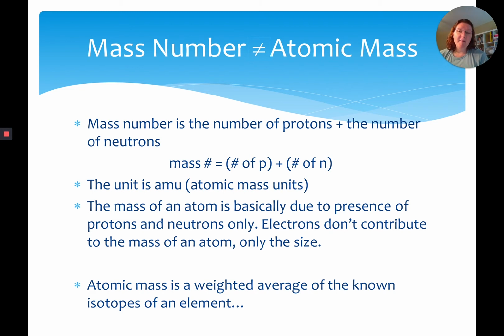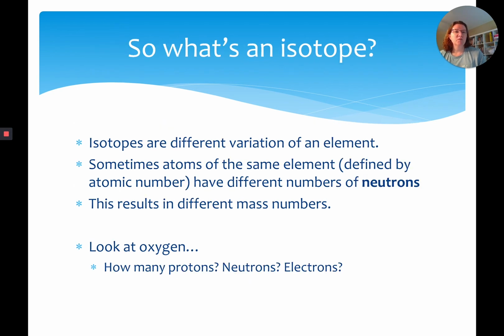The atomic mass, here's the definition, and we're going to come back to it, but atomic mass is a weighted average of the known isotopes of an element. Well, I keep saying this word isotopes, so let me define it for you. Isotopes are different variations of one element.